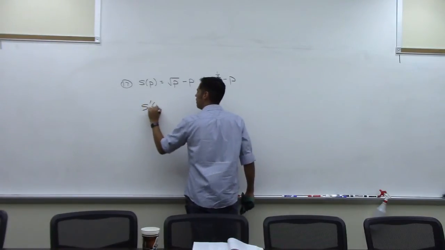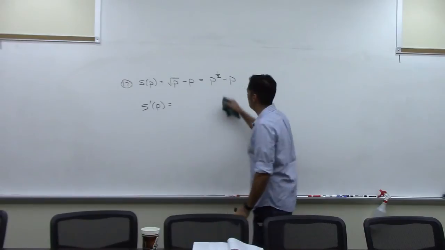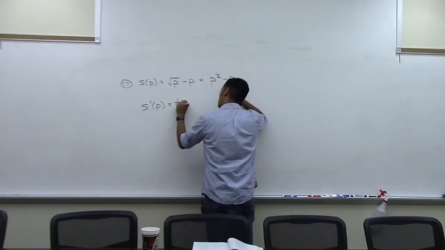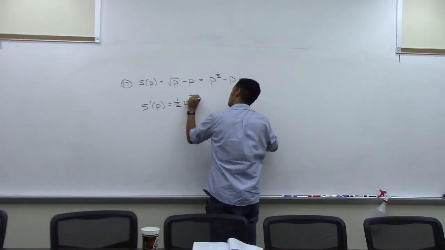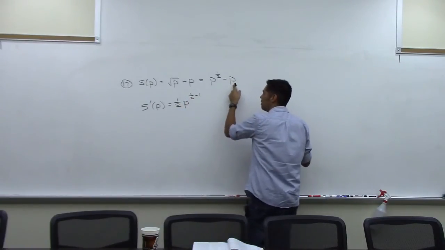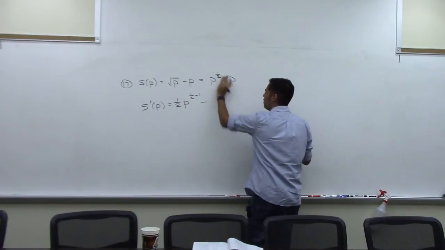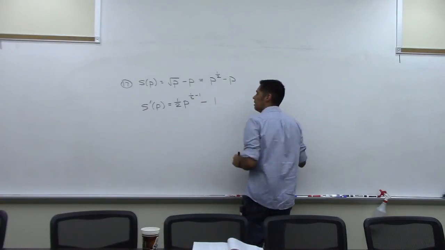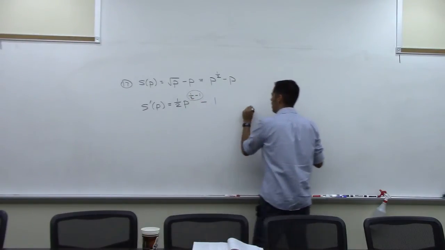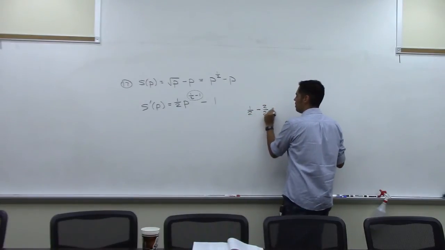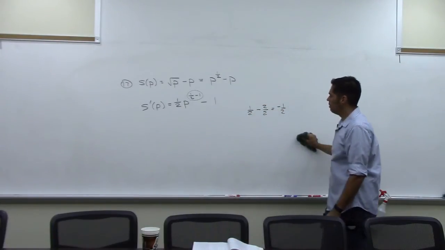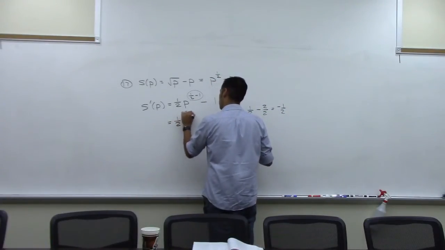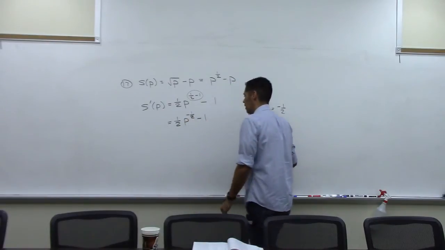So s prime of p equals, now be careful on this one. The 1/2 is going to come down. So here's our 1/2. P, and then we're going to take 1/2 and we're going to subtract 1 from it. Now here, I can cover up the minus and ignore it for now. Derivative of p is the same as saying like the derivative of x, so that's just 1. And you have to figure this out. So you get a common denominator, 1/2 minus 2 over 2, that's negative 1/2. And we will have 1/2 p to the negative 1/2 minus 1.